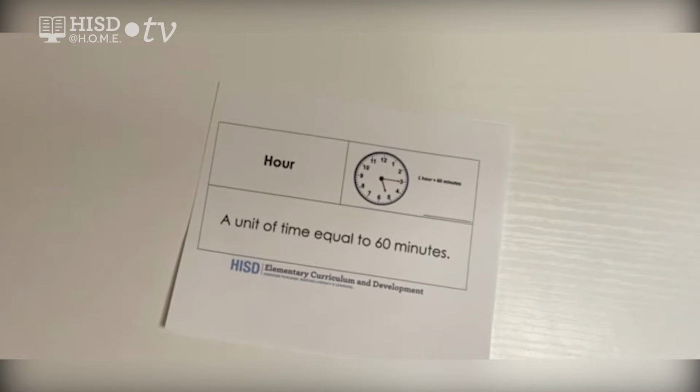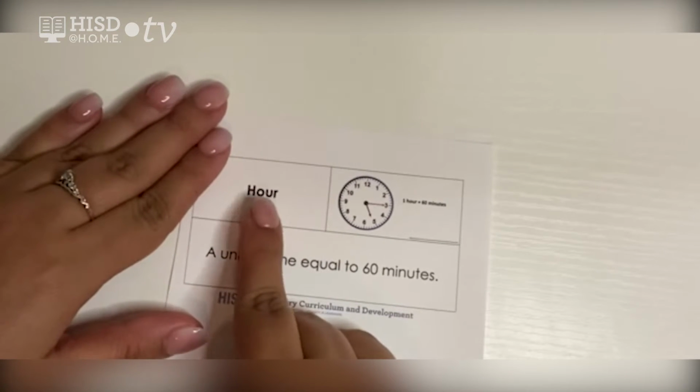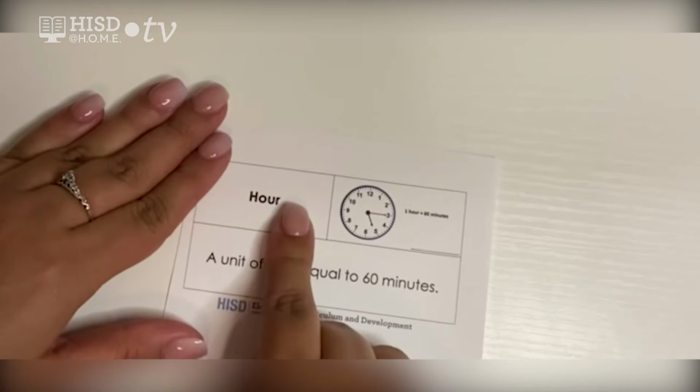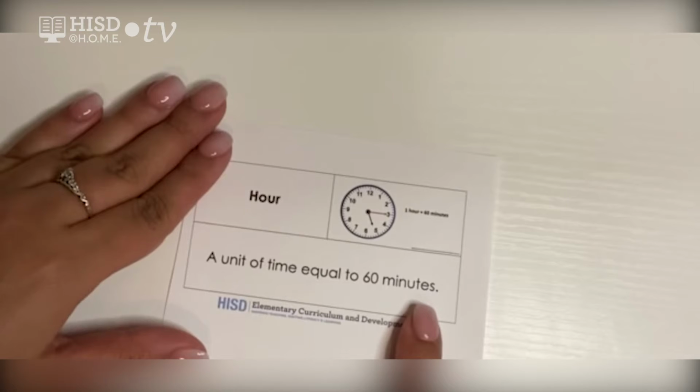All right, 4th graders, so remember that we are beginning a new unit this week. So when we begin a new unit, we have new vocabulary words that we need to learn. So this first word is shown on your screen. Everybody read this word with me, hour. Yes, hour. An hour is a unit of time equal to 60 minutes.